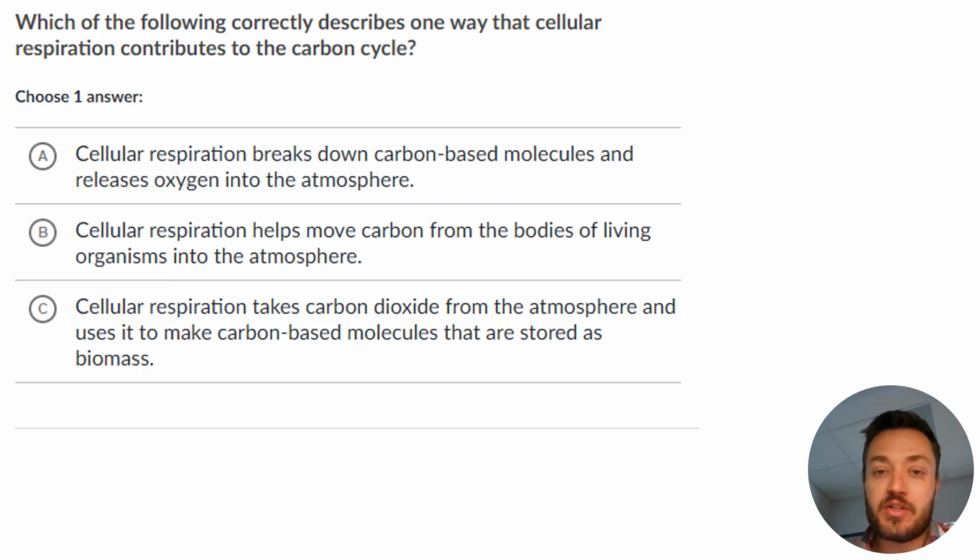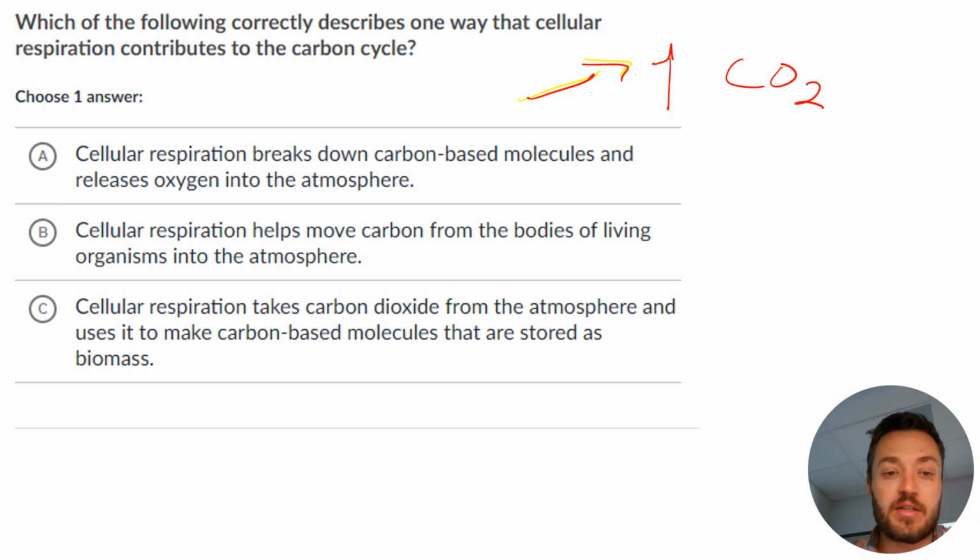Which of the following correctly describes one way that cellular respiration contributes to the carbon cycle? What I know about cellular respiration is that it's going to give off more and more, or increase the amount of, carbon dioxide in the air. Okay, so let's look for an answer that has something to do with that.